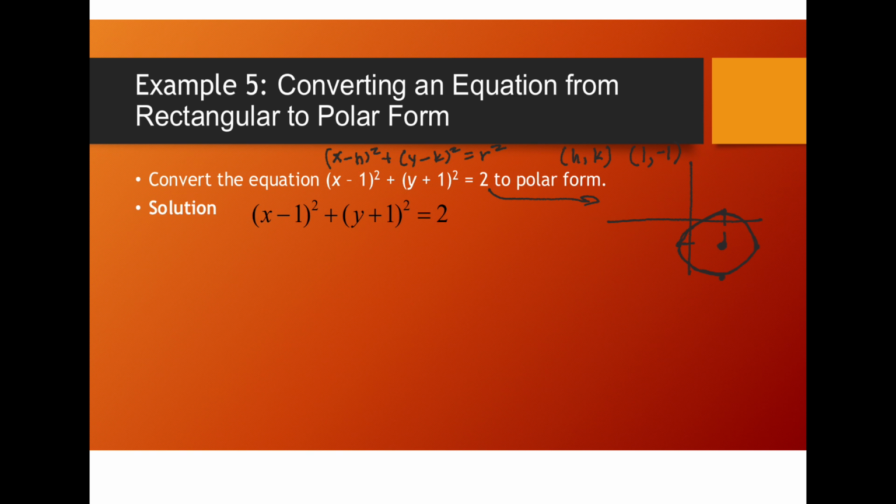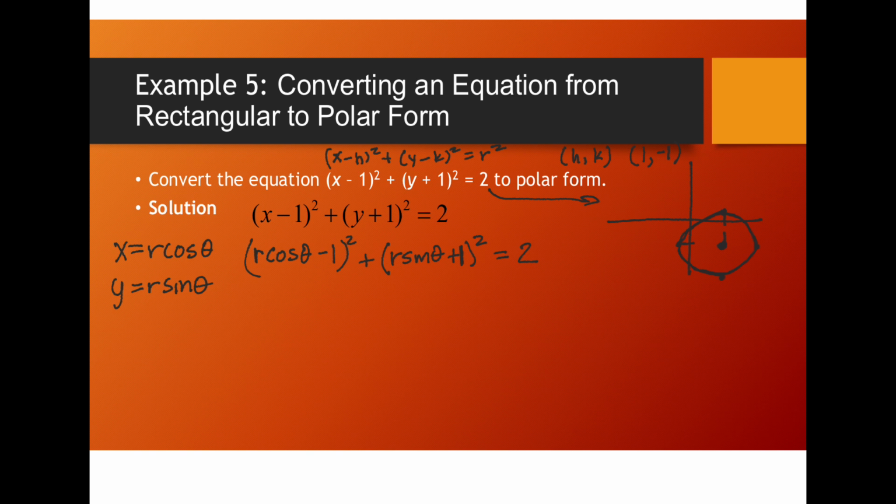Okay, so the first thing we're going to do is substitute for x and y. We know that x is equal to r cosine theta, and y is equal to r sine theta. So plug it in. We're going to put r cosine theta in for x. So we have r cosine theta minus 1 squared plus r sine theta in for y, plus 1 squared, equaling 2. Those are the only things that we have to substitute. We have to get out the x and get out the y.